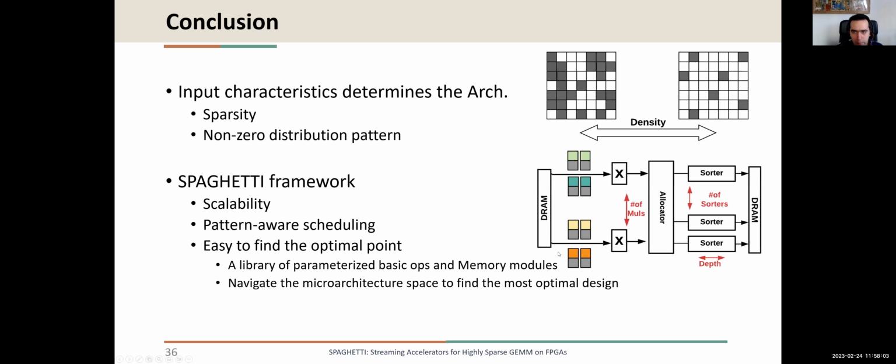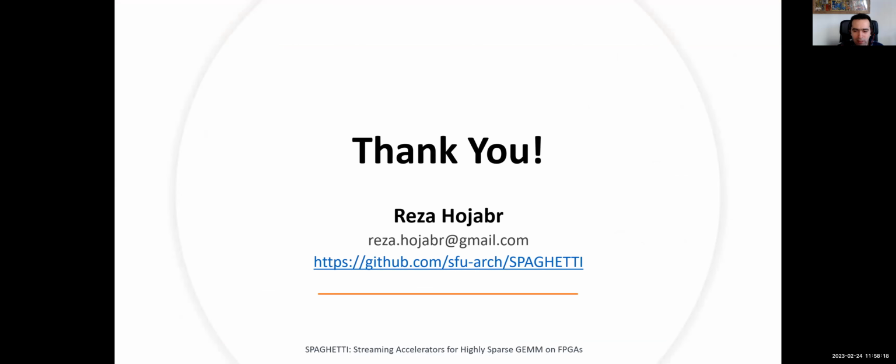So yeah, this is my conclusion that I just talked about. And the Spaghetti framework is, as I said, written in Chisel. It's open source. You can take a look at the code. And I believe that's my last slide. Yeah, and this is the link to the code.